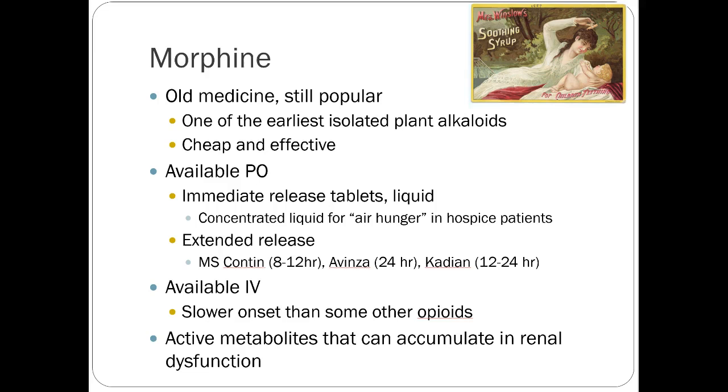Another thing about morphine is it does have active metabolites that can accumulate in renal dysfunction. So if you have older patients with poor kidneys, morphine will have an extended duration of effect, and it can accumulate in a more aggressive way than some other ones. Like, for example, fentanyl, our synthetic drug, doesn't have any active metabolites, so it just gets eliminated right away. So it's got a more predictable half-life where the less renal function you have, the more morphine you have sitting around.